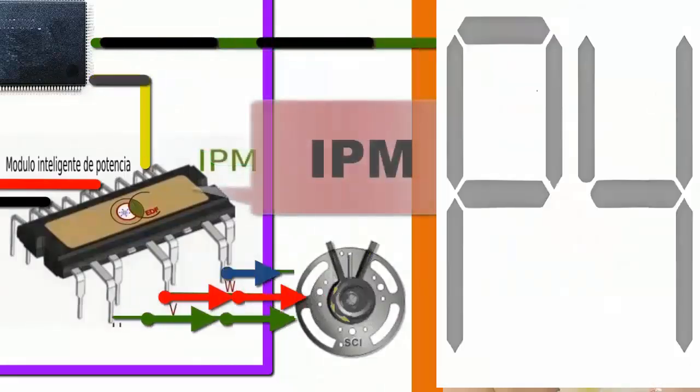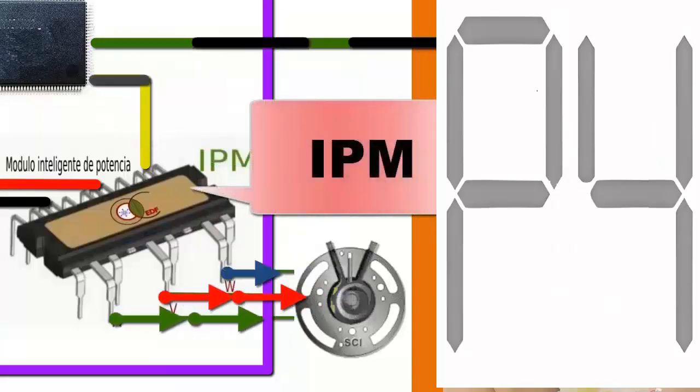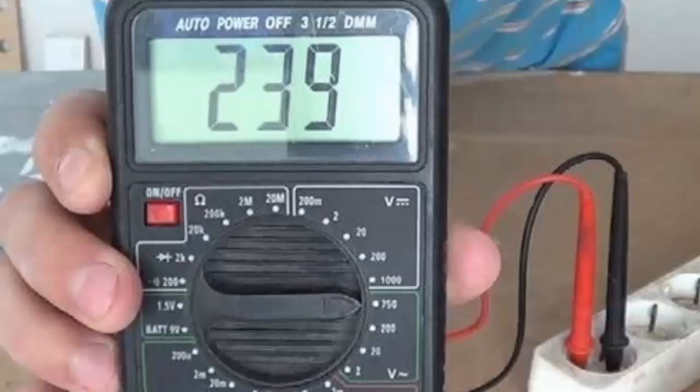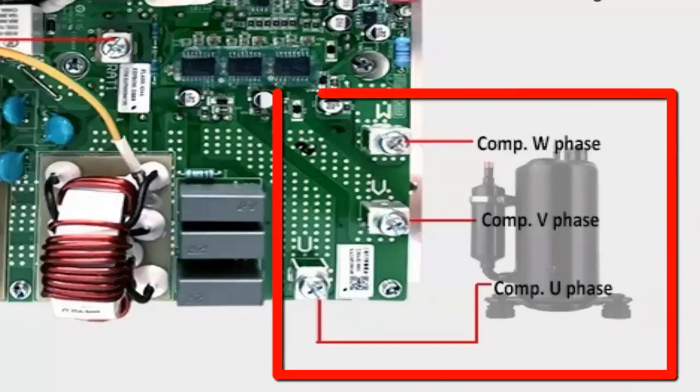Another protection code that is generated when there is a compressor drive problem in York equipment is P4. To try to solve this problem, first verify the correct voltage supply from the external source. Additionally, check the connections from the external board to the compressor.